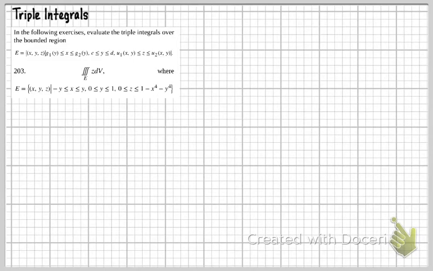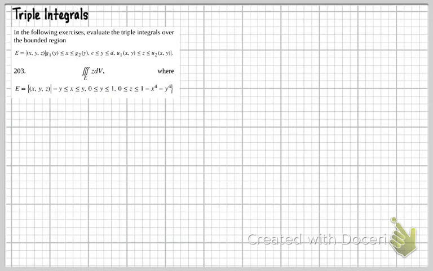And the following exercises evaluate the triple integral over the bounded region. So let's take a look at number 203 here. We look at the region E, and we see that our x is between negative y and y, which is just the variable y. We see y is between 0 and 1, which is just constants.